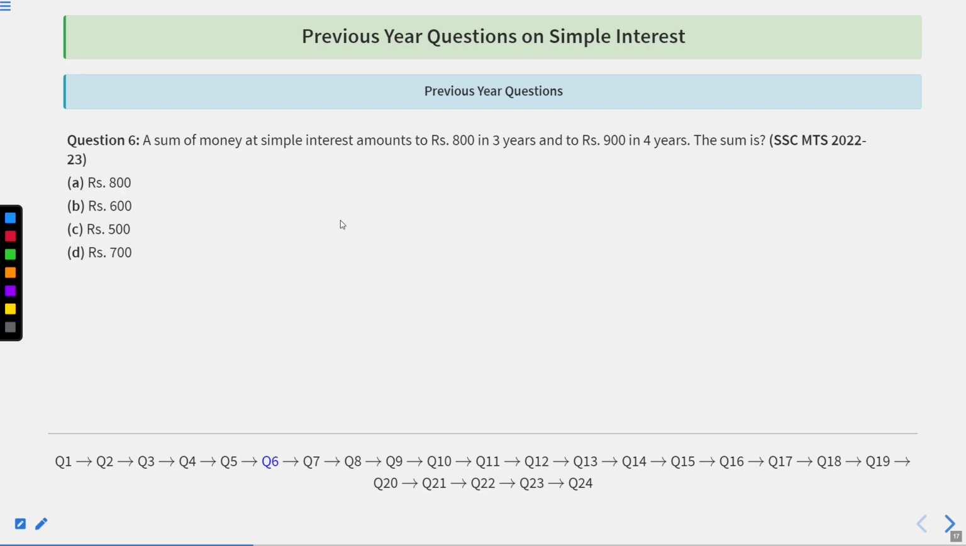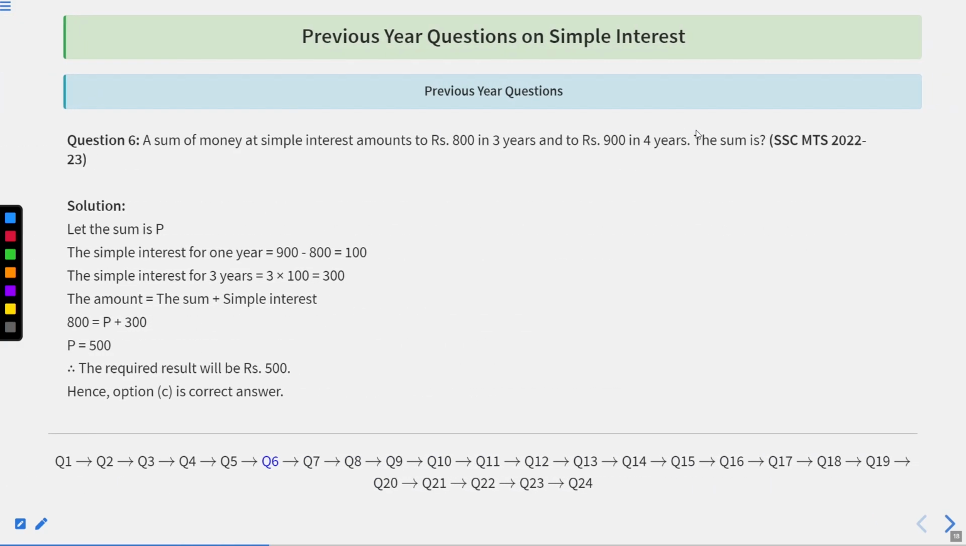Question number 6. A sum of money at simple interest amounts to rupees 800 in 3 years and to rupees 900 in 4 years. The sum is? So let us have a look over the solution.